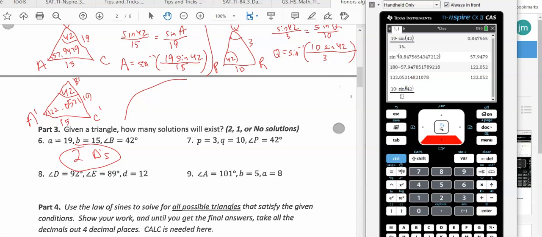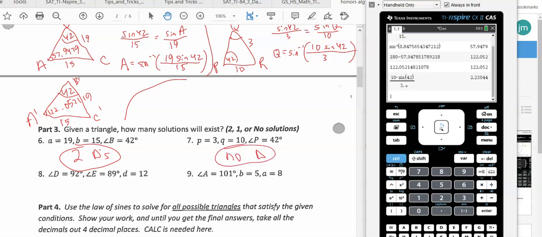Sine of 42 divided by 3 is a number bigger than 1. Therefore, there's 0 triangles here because if you took the inverse sine of that, you're going to get undefined every time.